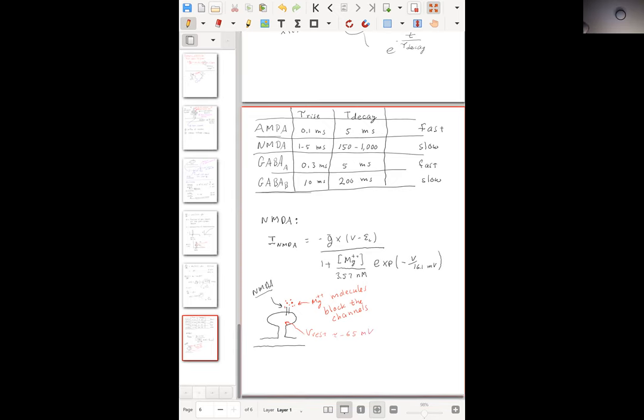And because the inside is negative and magnesium is positive, it's attracted and it just blocks the channels. So let's write this as V at rest. If the voltage goes up, remember this dendrite here goes to the soma.